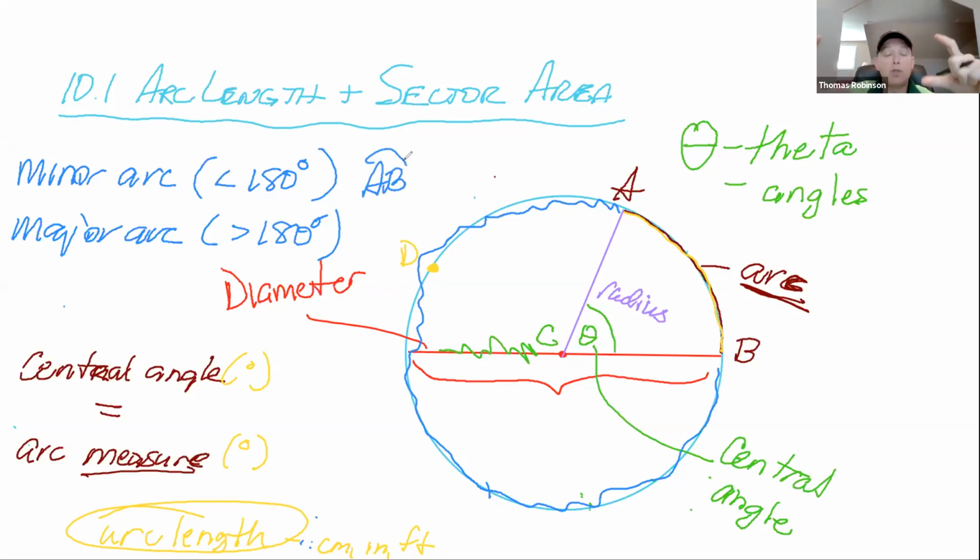Anytime you just have two points and you label them with the two coordinates, you're talking about the shortest path from A to B, which has to be a minor arc. If I wanted to go the other direction and make it a major arc, I'd have to include this point D. I'd write it as A, D, B, and I'd write that arc, and that tells me I'm going to go from A through D all the way around to B.